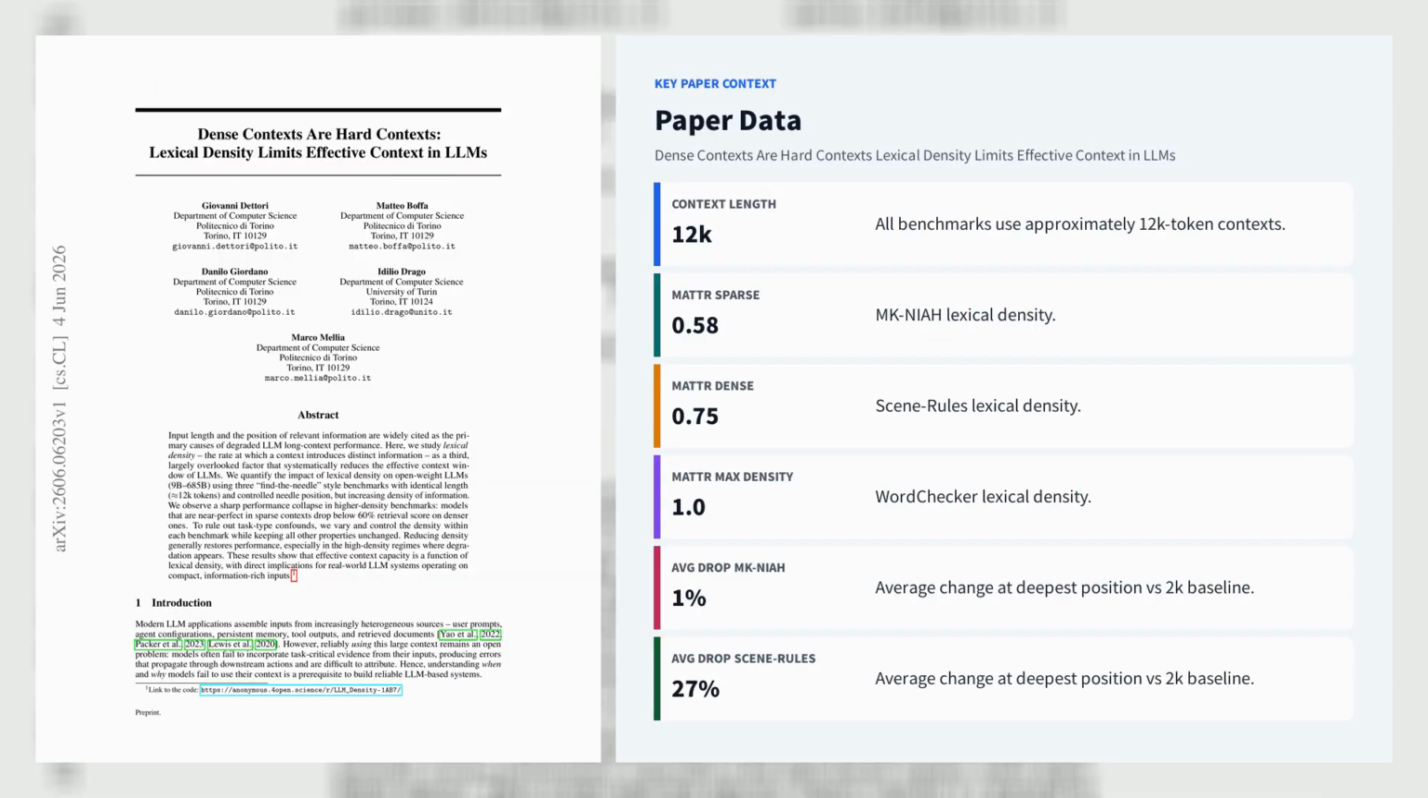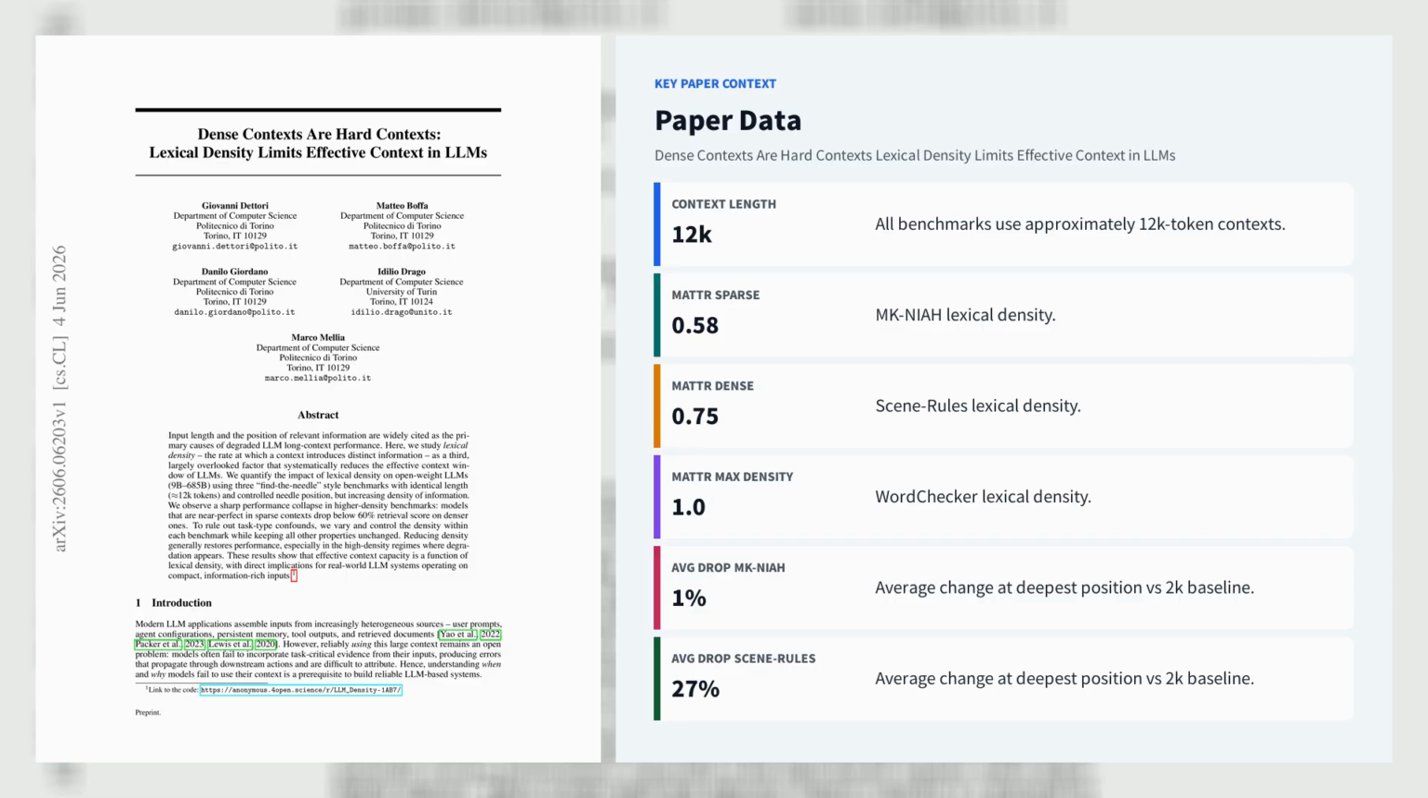Let's explore the second paper. Dense contexts are hard contexts. Lexical density limits effective context in LLMs. This paper, by researchers at Politecnico di Torino and the University of Turin, argues that long context failures in open-weight LLMs are not explained by input length and needle position alone. Lexical density, measured with moving average type token ratio, is a third axis that shrinks effective context capacity.